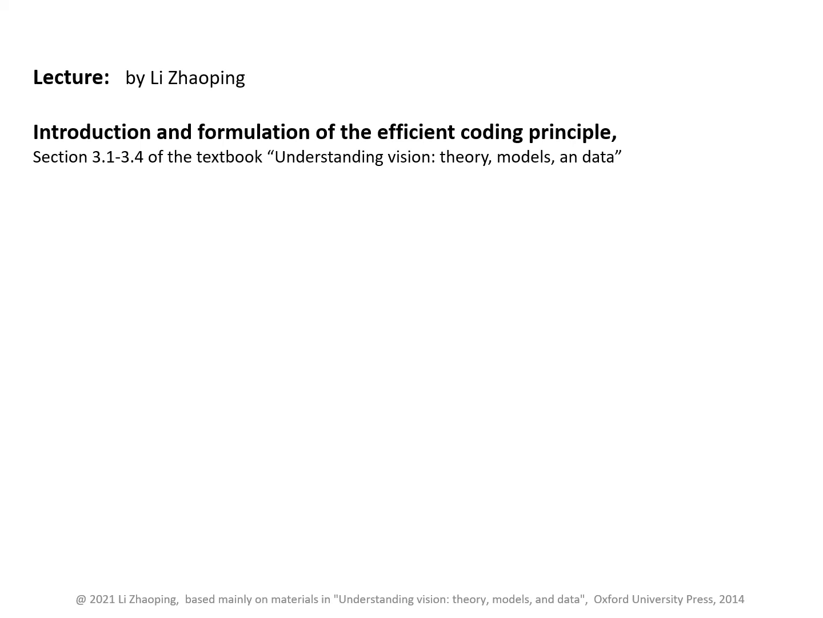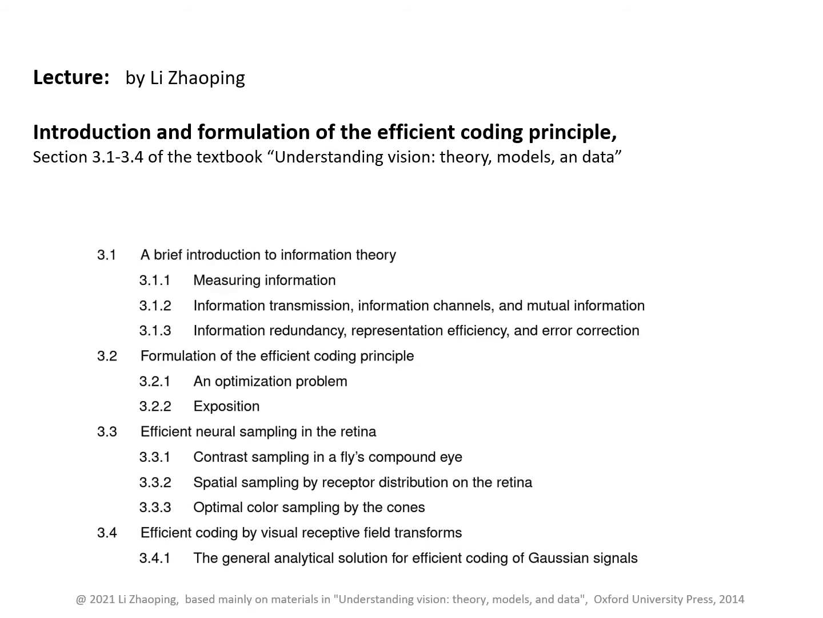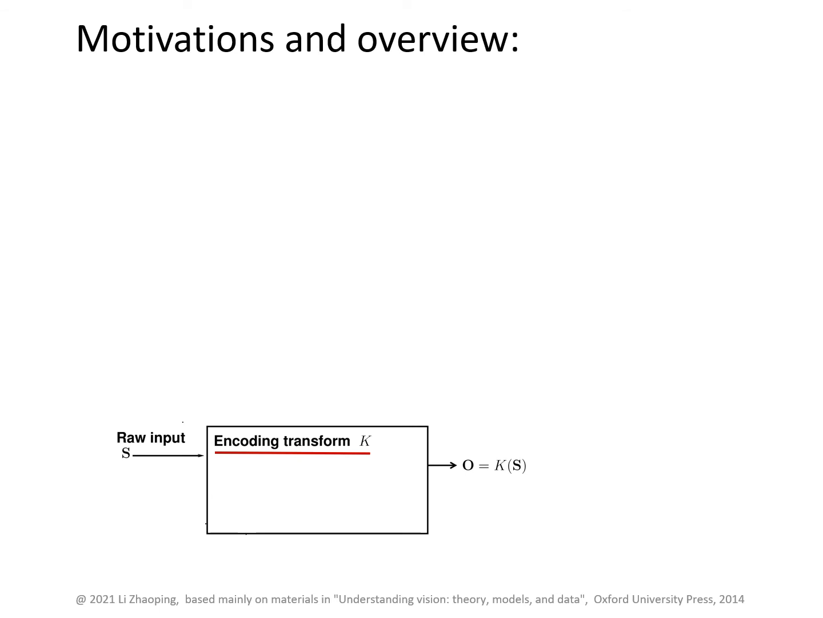Today, we introduce the efficient coding principle and its formulation. This covers sections 3.1 to 3.4 of the book. Would you like to find out the answers to questions such as these?